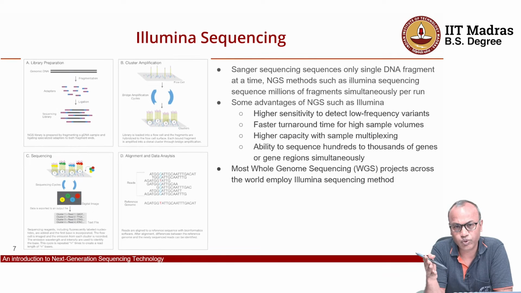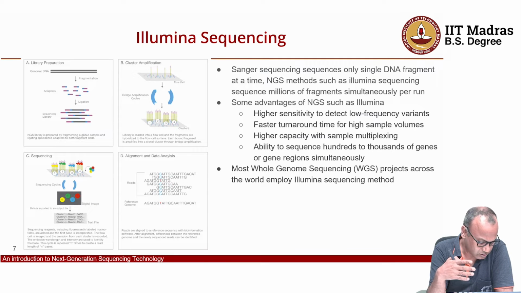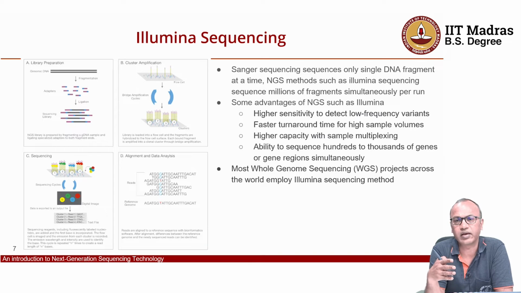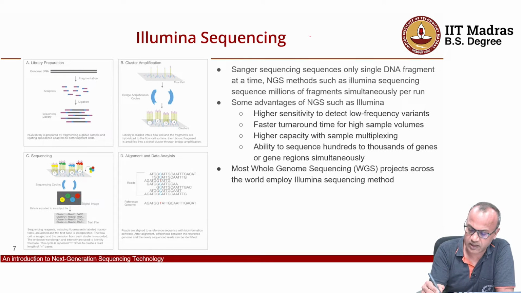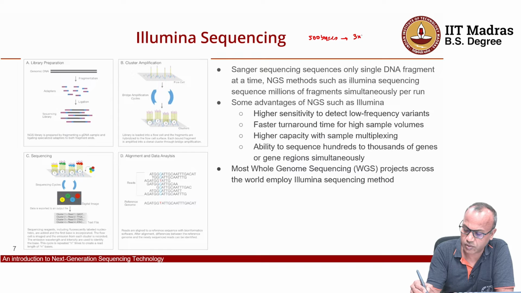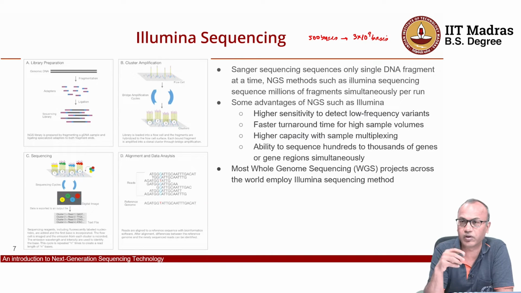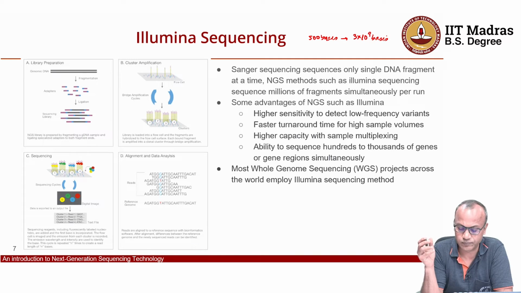If we were to do this, and we'll see that later in the course today, if we were to do Sanger sequencing for larger genomes like human, it will take ages, because as I said, the sequence length is only 500 bases, and the human genome is 3 x 10^9 bases. So you can imagine how long it will take to cover the whole genome, right?